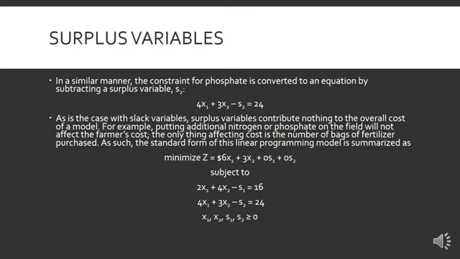So, as such, the standard form of this linear programming model is summarized as minimize z is equal to 6x sub 1 plus 3x sub 2 plus 0s sub 1 plus 0s sub 2, subject to 2x sub 1 plus 4x sub 2 minus s sub 1 is equal to 16. 4x sub 1 plus 3x sub 2 minus s sub 2 is equal to 24, where x sub 1 and x sub 2 and s sub 1 and s sub 2 is greater than or equal to 0, not a negative number.